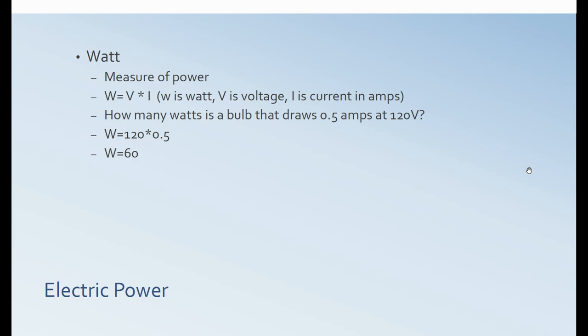We measure power in watts, and a watt, again, is going to be our voltage times our current, and the I there is our current in amps. So let's look at this and say, how many watts would a bulb be that draws a half an amp at 120 volts? And we can say, well, our watts is 120 times 0.5, and it would be a 60-watt bulb.